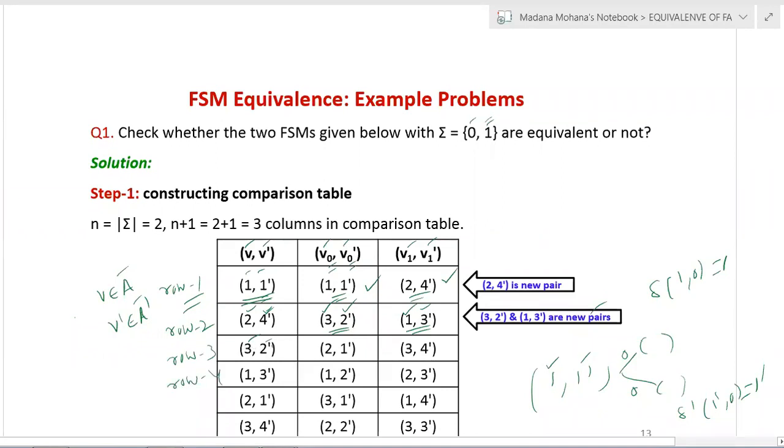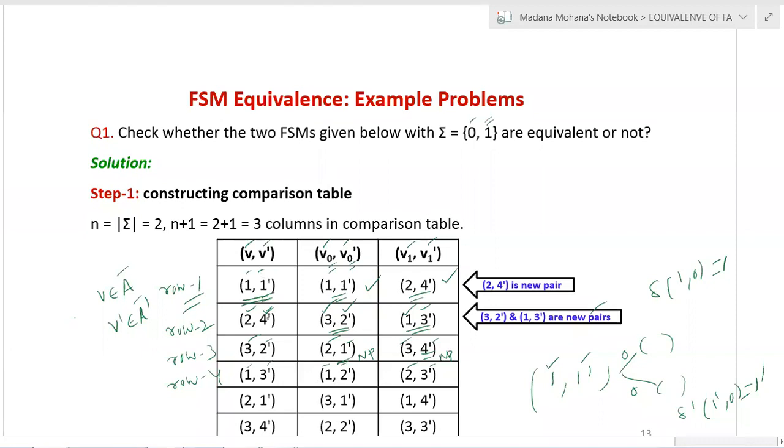Now again 3 comma 2 dash, repeat the same process. 3 comma 2 dash on input 0, you will get 2 comma 1 dash. Then 3 comma 2 dash on input 1, you will get 3 comma 4 dash. Similarly 1 comma 3 dash on input 0, you will get 1 comma 2 dash. Then 1 comma 3 dash on input 1, you will get 2 comma 3 dash. Again you can see here 2 comma 1 dash is a new pair, 3 comma 4 dash is again a new pair. Then 1 comma 2 dash.